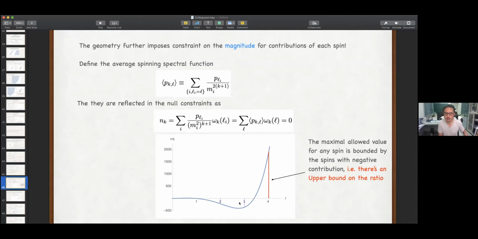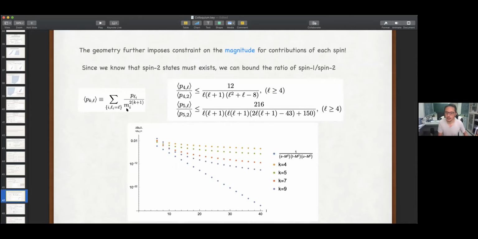And for those of you who work with the CFT bootstrap, you know this is very similar to OPE maximization. So indeed, we can derive bounds. Since we know that spin 2 must be in our spectrum, we now have analytic bounds on the average spectral function of spin L with respect to spin 2. So this is at k equals 4, and this is at k equals 5.